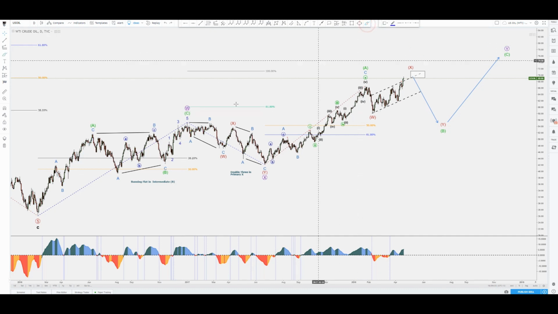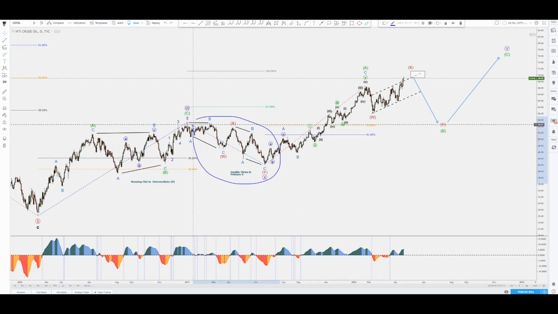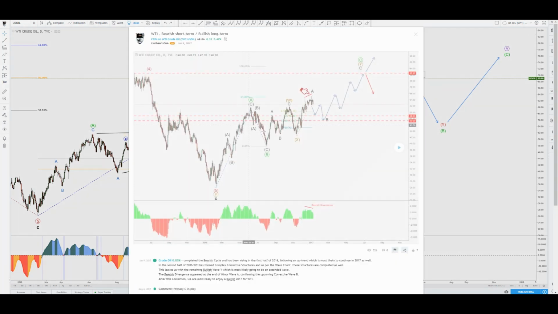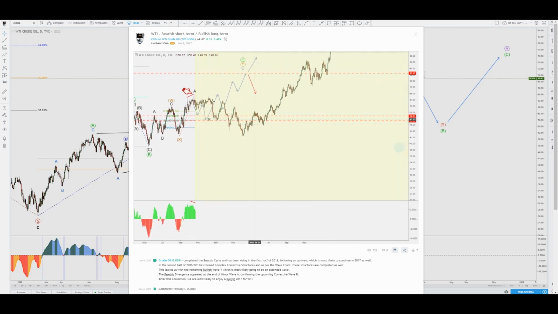I mean, this is a complex structure. It's a double three, right? I mean, W, X, Y. So then it started correcting here. And when it started correcting, I made a post right here, which was based on January 9, 2017, when I said that we could possibly be having a correction, then more upside, right? So let me just load the new bars right here, and you can actually see what happened.